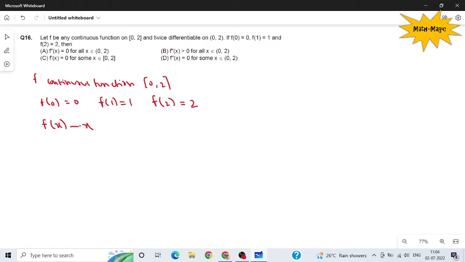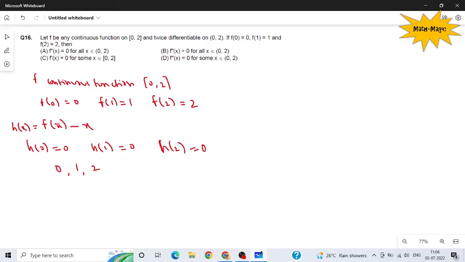So we consider the function f of x minus x and take this new function as h of x. Now what do we have? h(0) is 0, h(1) will be 0 because f(1) is 1 and minus 1 is 0, and h(2) is also 0. So here we see that h has 3 roots: 0, 1 and 2.